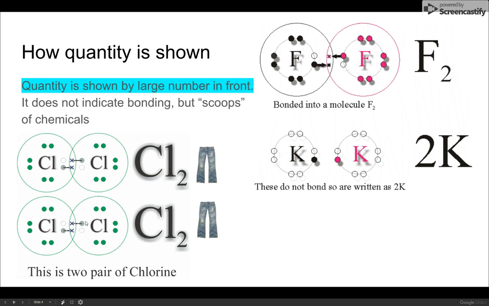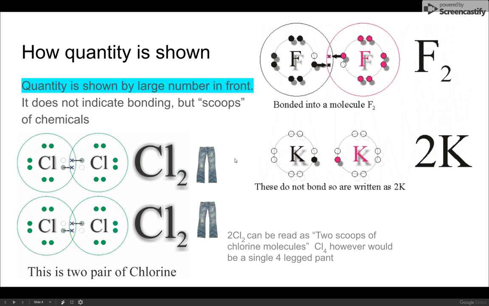Again, sounds complicated till you think of pants. This is a pair of pants. They're joined at the crotch. Here's another pair of pants. They're joined at the crotch. The two pants are not attached to each other. So it's two pair of pants. 2Cl2 is two pairs of chlorine. You can read this as two scoops of chlorine molecules.